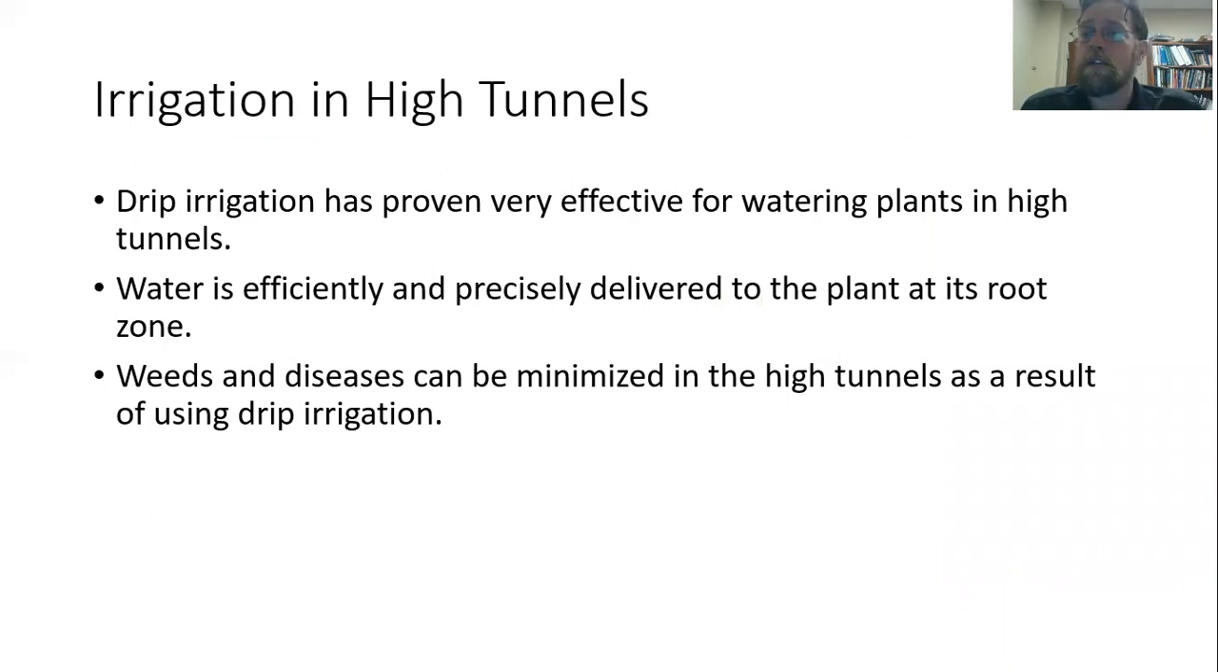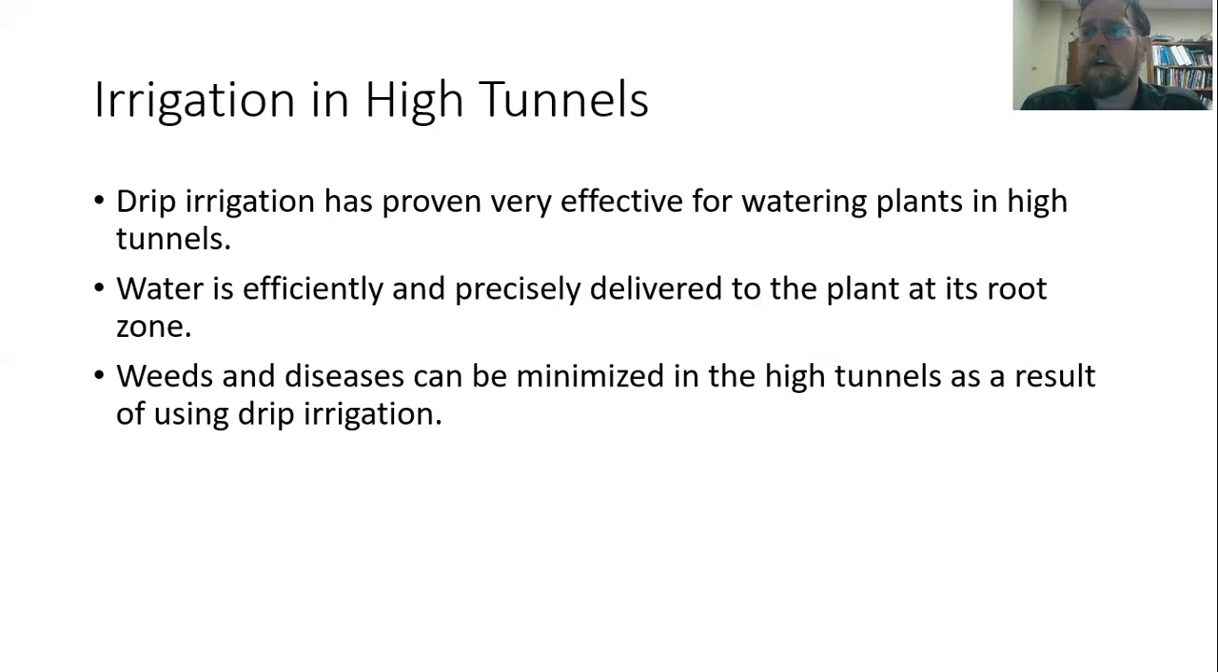Of course, irrigation is going to be important in the use of high tunnels. The most effective way to deliver water to our plants in the high tunnel is going to be drip irrigation. And drip irrigation itself has a number of advantages. Principally, we are very efficiently delivering water down to the root system of the plant. That allows us to avoid delivering water to other areas. And by avoiding that, we can limit the development of weeds inside the area of the high tunnel.